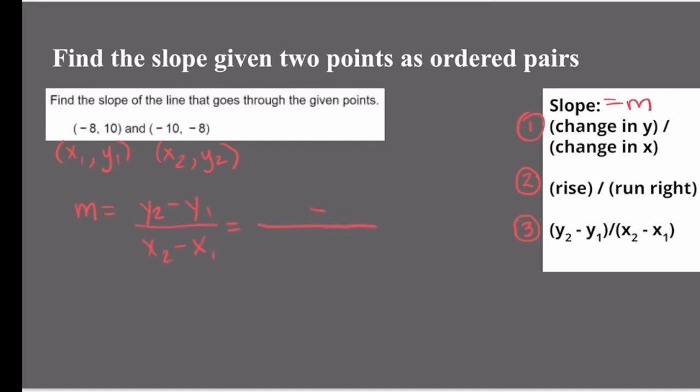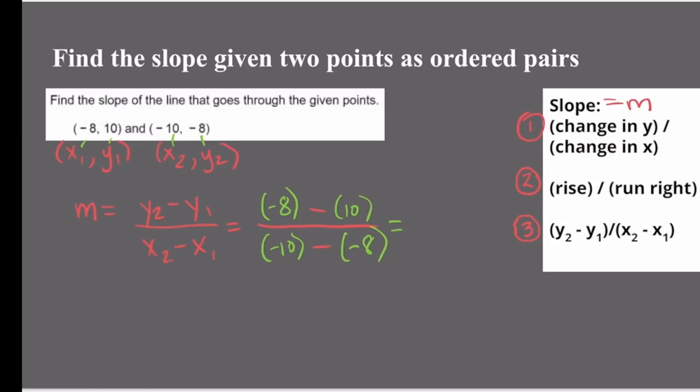And now we can start plugging in our numbers. I always use parentheses. So y2 is -8 minus y1, which is 10. x2 is -10, and x1 is -8.